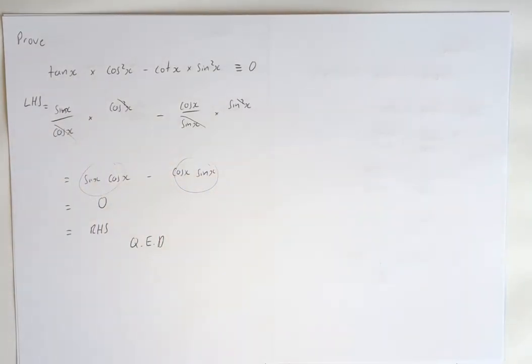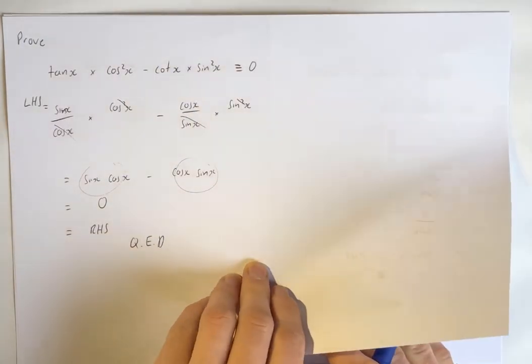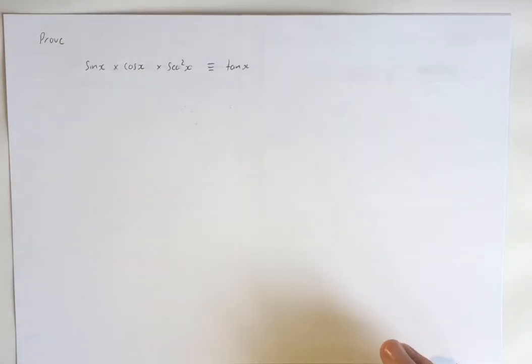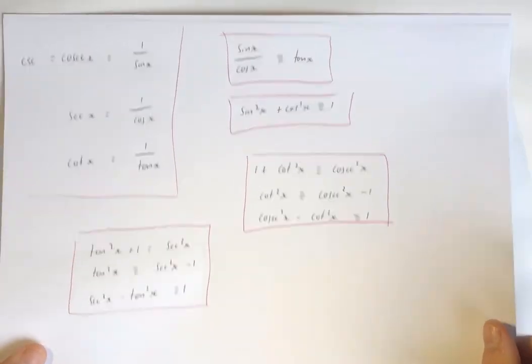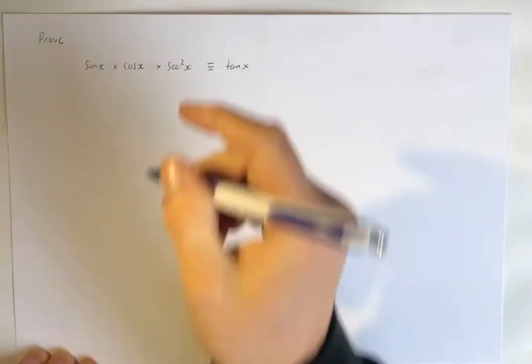So I don't know how long that's taken us, but I think it's less than 5 minutes to do 3 trig proofs. So like I said, these ones are pretty simple. Okay, and I'm also referring to the sheet continually as well. So let's have a look at this one.